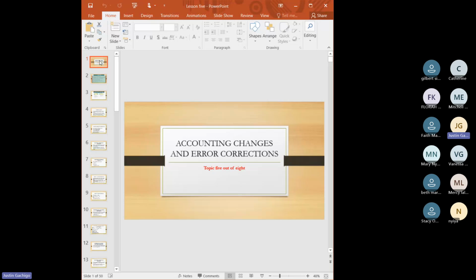So today we want to look at accounting changes and errors correction. This is normally guided by the International Financial Reporting Standard number 8.